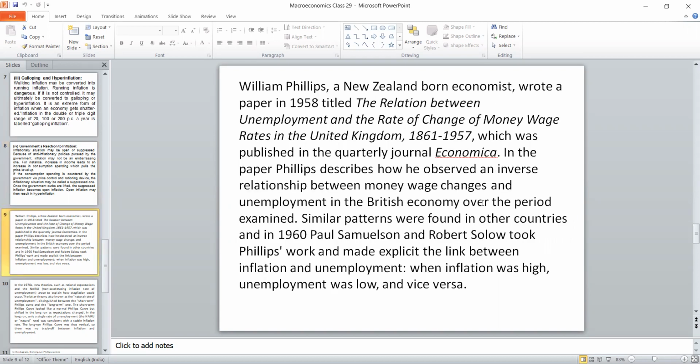Now we are going to the application of inflation. One of the main, well, you can have this particular question: what is the Phillips curve, and how to explain the Phillips curve, they may ask.